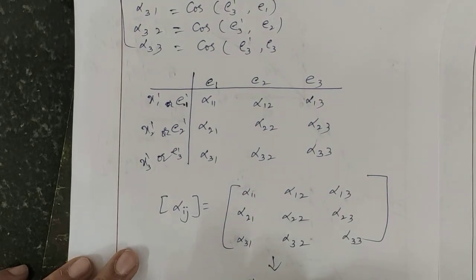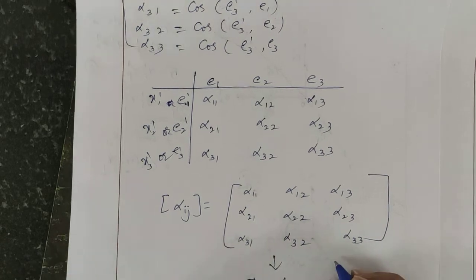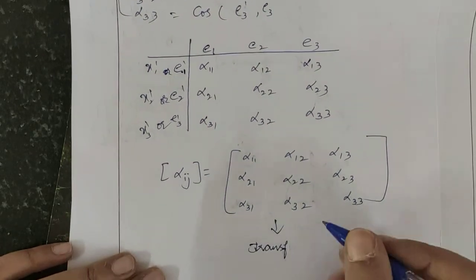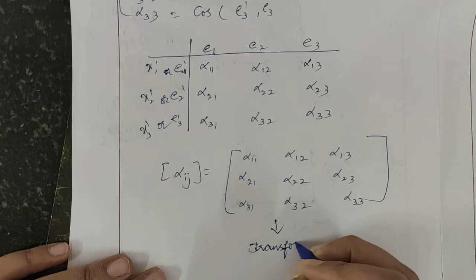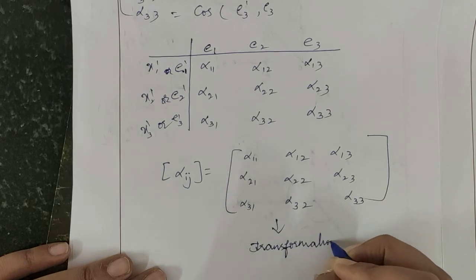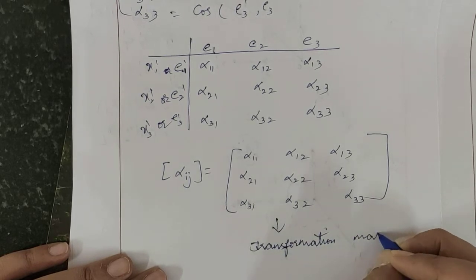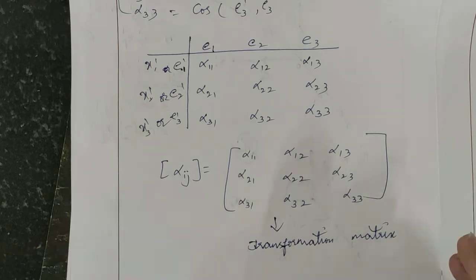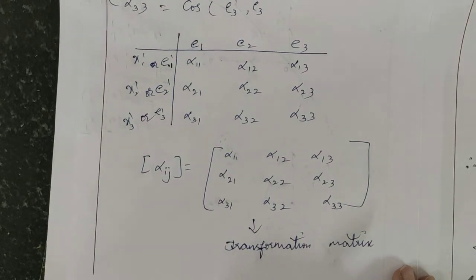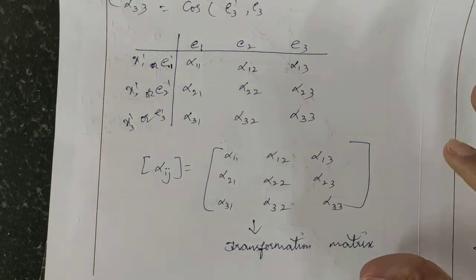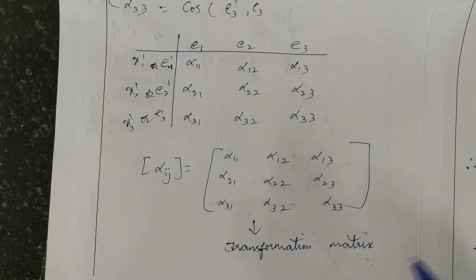This is nothing but the transformation matrix. That means after the transformation of your coordinates, we are getting a matrix, and that matrix is called as transformation matrix. Okay. So now in the next session, we will solve some theorems based on this concept.